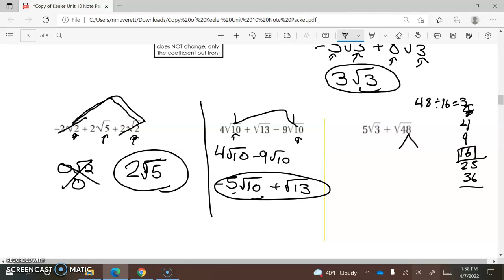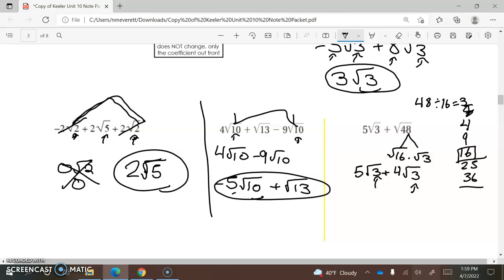So what you can do is break apart the square root of 48 as the square root of 16 times the square root of 3. The square root of 16 is going to be 4, so that's 4 times square root of 3. You just add the 3 on there. And then you bring the plus sign down, bring the 5 square root of 3 down. Now they have the same radicals: radical 3, radical 3.